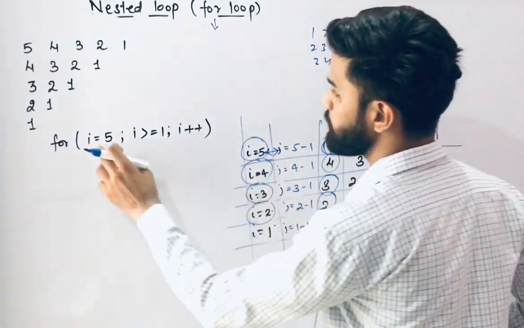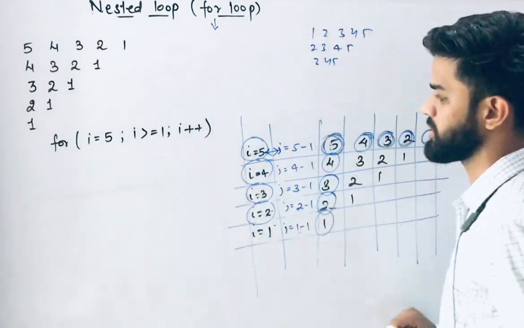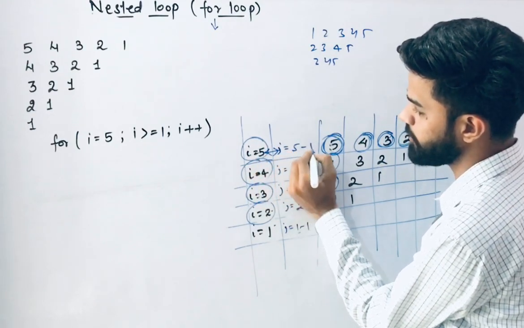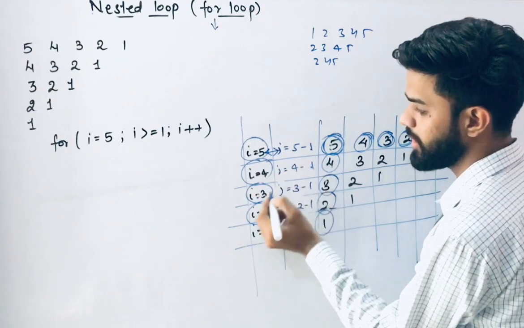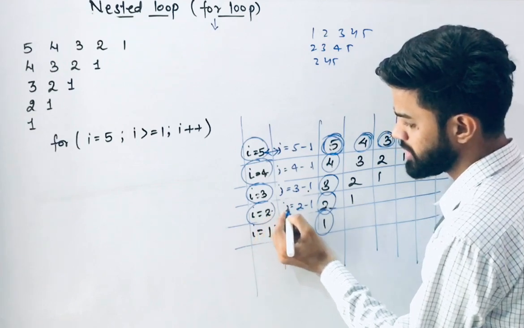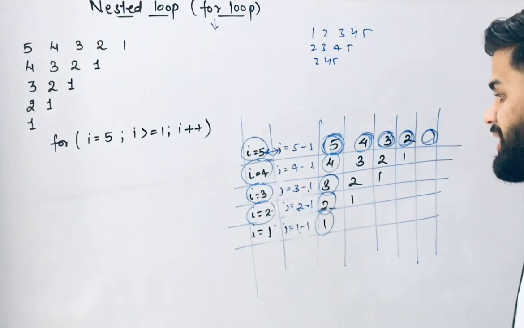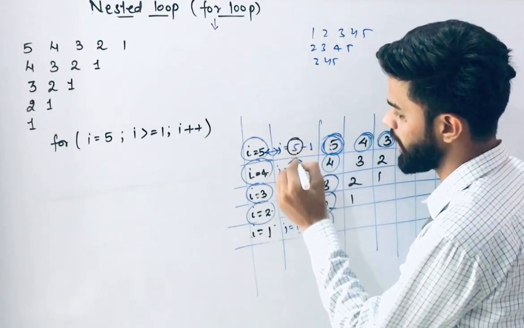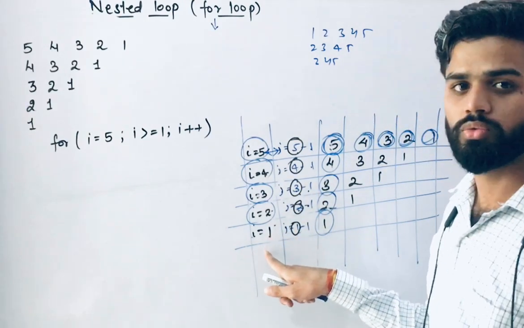Now see, if we are running I equal to 5, I is greater than or equal to 1, and I plus plus, then I is 5, and j runs 5 to 1. I equal to 4, and j runs 4 to 1. I equal to 3, then j runs 3 to 1. I equal to 2, then j runs 2 to 1, and I equal to 1, so j runs 1 to 1. It means the value of j starts here from 5, here 4, here 3, here 2, here 1. Always j depends on I.